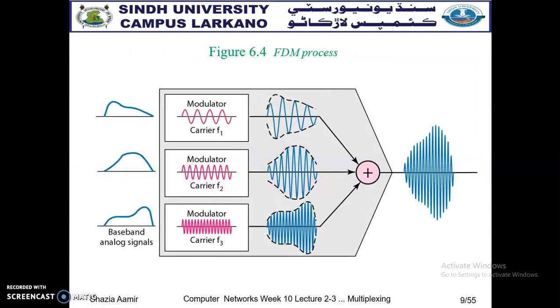Here we have figure 6.4 that shows the process of frequency division multiplexing. The signals are modulated from carrier 1, carrier 2 and carrier 3 through baseband signals and combine into one composite signal over here, like this. This is the process of multiplexing. Similarly we also have the topic of demultiplexing, in which the composite signal is divided into a number of signals. It is the reverse of multiplexing.